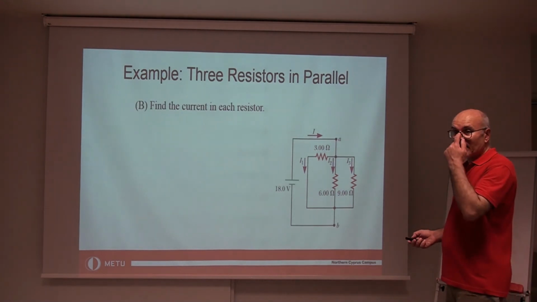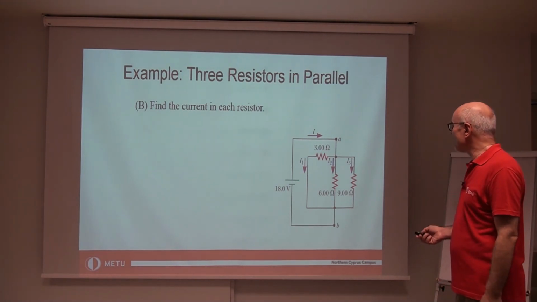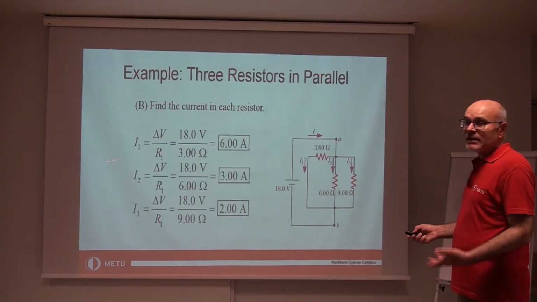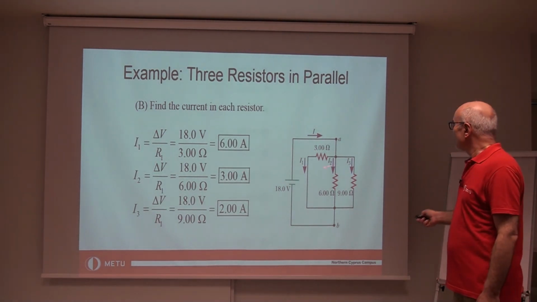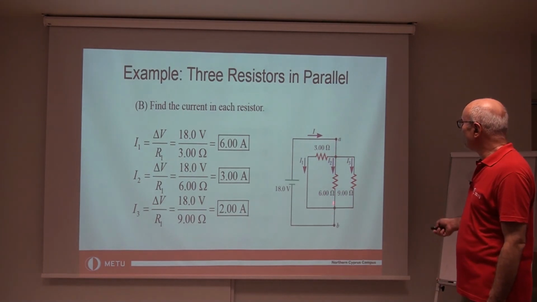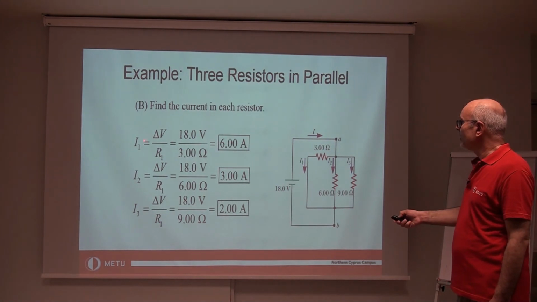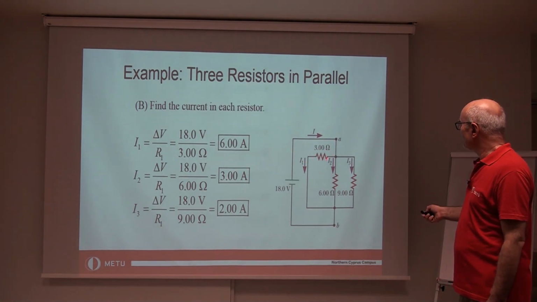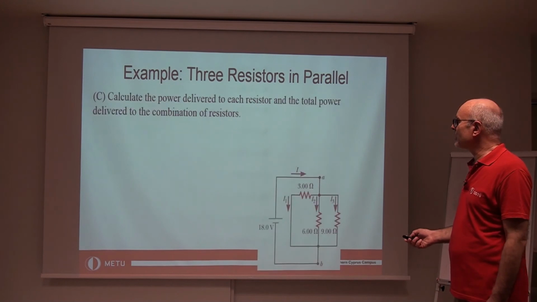Now we want to find the current in each resistor. It's just similar to the previous exercise, but here the potential difference is known across each one of them. I know the potential difference across each one and I know the resistance of each one, and I find the current. So I1 is just delta V, which is 18, divided by 3. The other one is 18 divided by 6. The other is 18 divided by 9. So these are the currents flowing through each of these resistances.